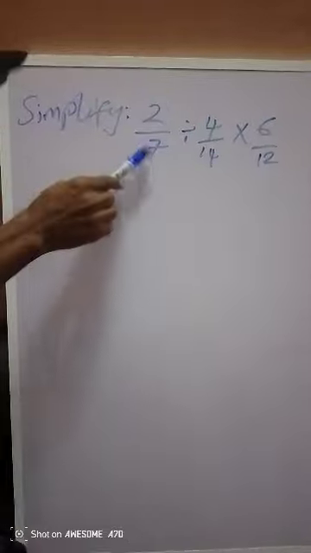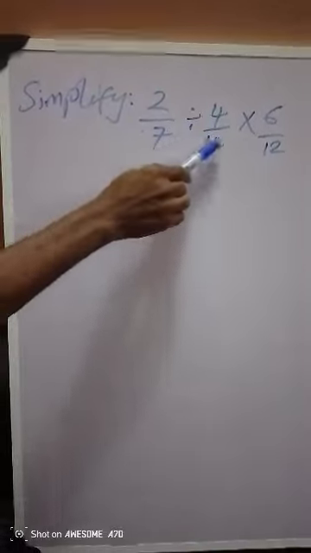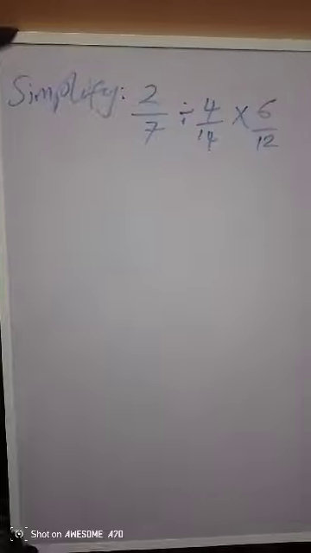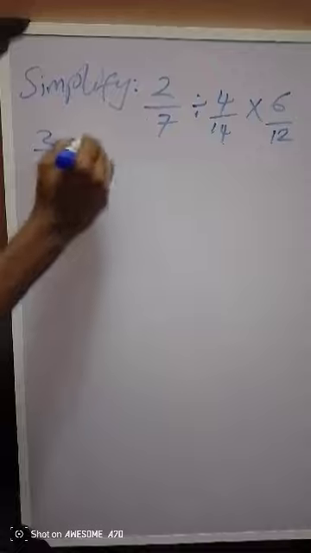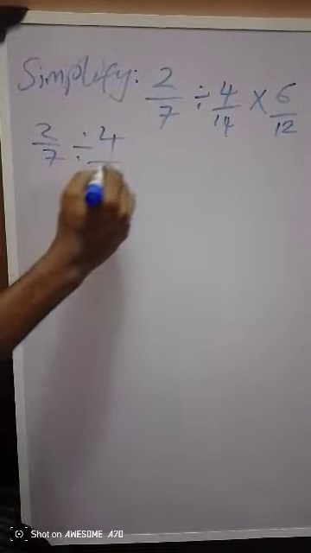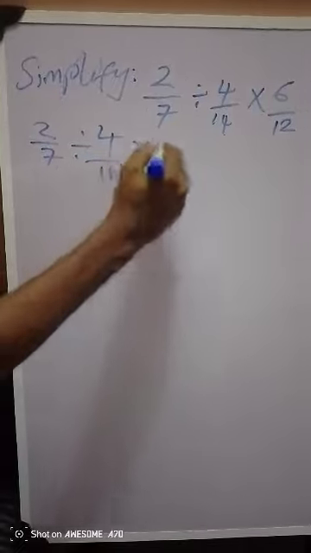Simplify 2 over 7 divided by 4 over 14 times 6 over 12.